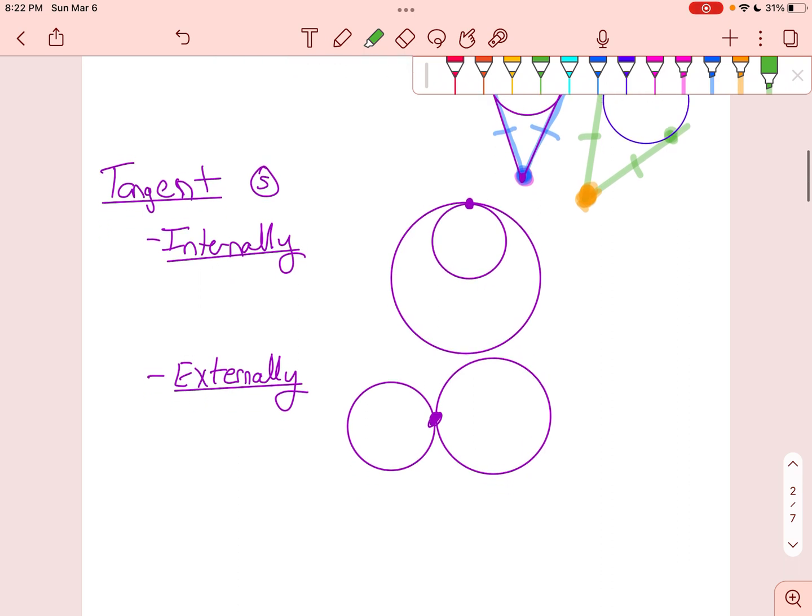Okay, more definitions. Tangent circles. So there's two different ways for two circles to be tangent. One of them is to be internally tangent.